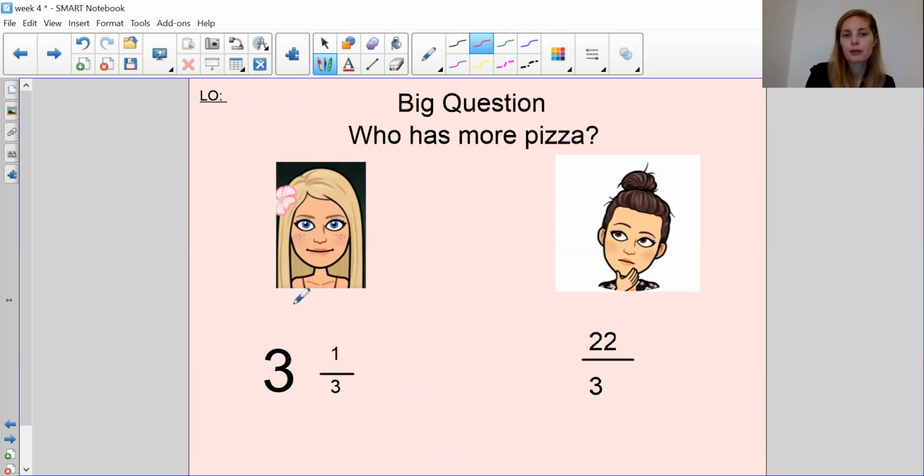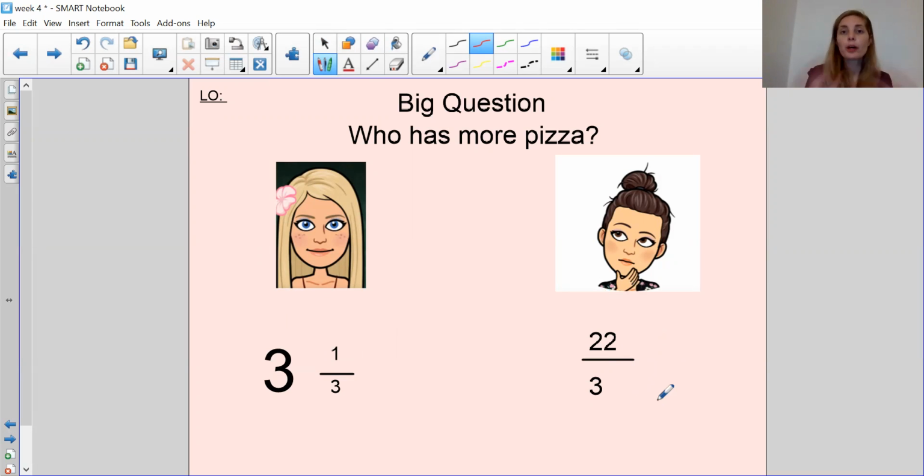Can you remember what this kind of a fraction is called? Well done. It is a mixed number because why? Super. It's got a whole number and a fraction. And what kind of a fraction do we call this? Great job. It is an improper fraction because, great stuff, guys, our top number is bigger than our bottom number.